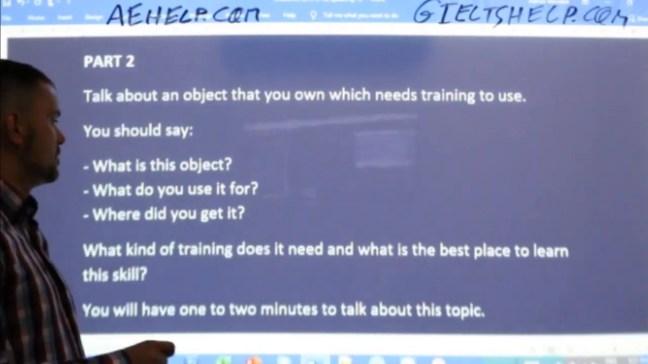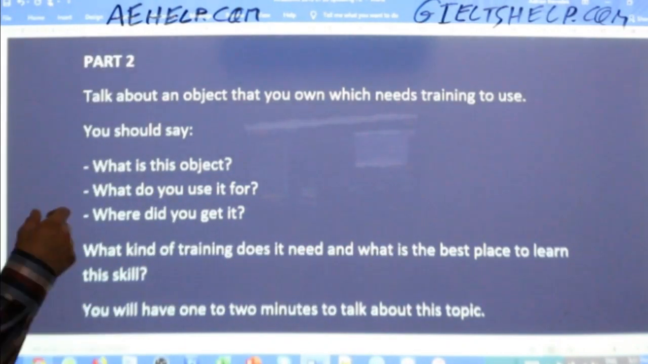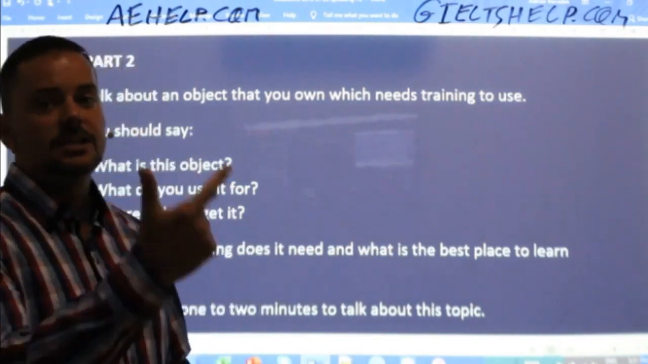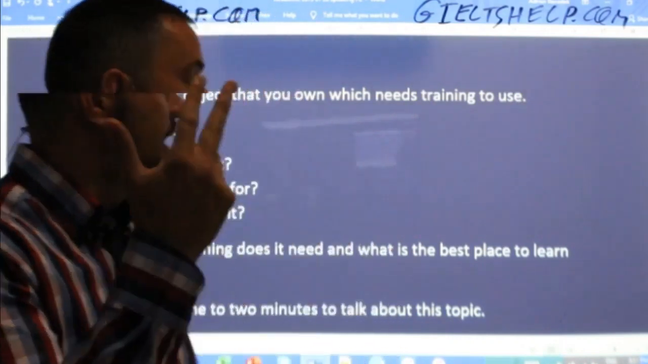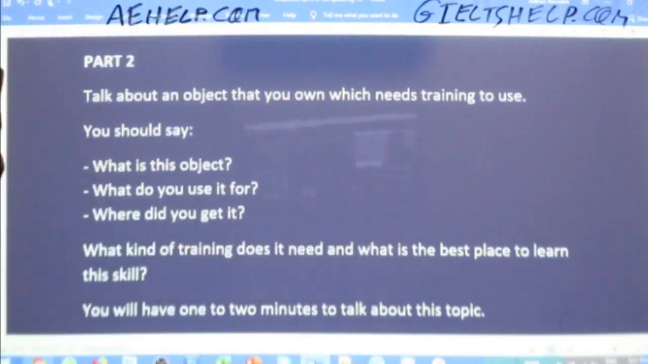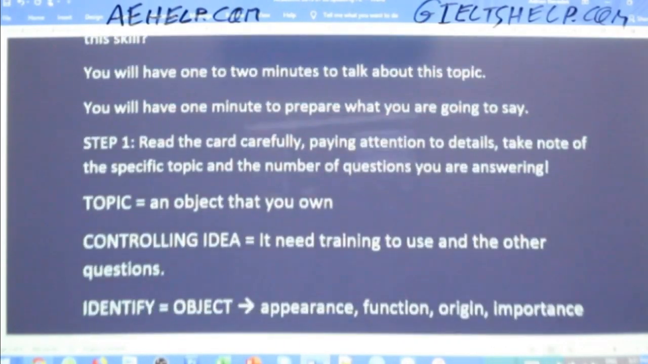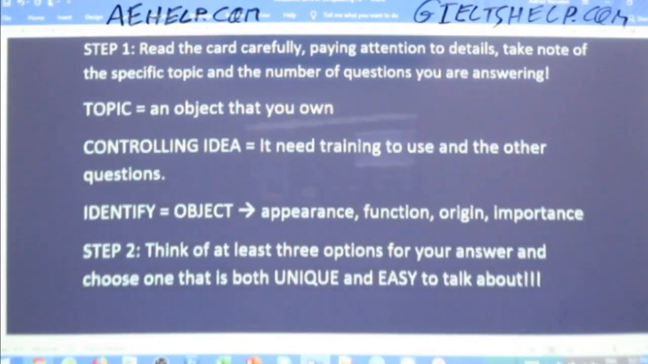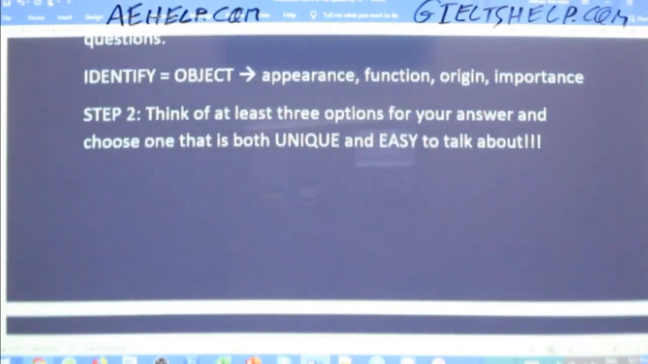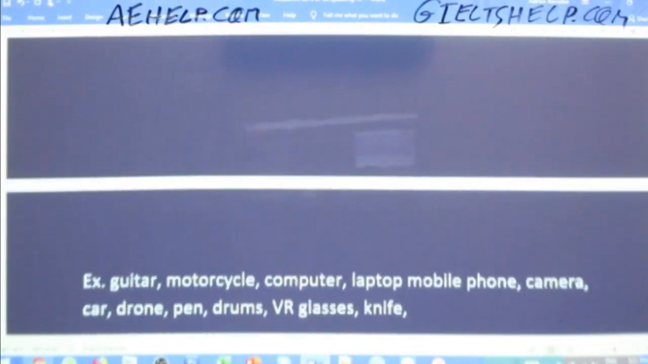Okay, my note paper is in front of me. It's an object. I have to talk about the appearance, its function, its origin, and its importance. All right, so what are objects that I own that need training? Okay, guitar, camera, computer, maybe a pen, maybe a basketball. Which one's the easiest one for me to talk about? Okay, let's use pen. I have a couple of really nice pens. I collect them. I have a gold pen. I have a really nice Parker pen.